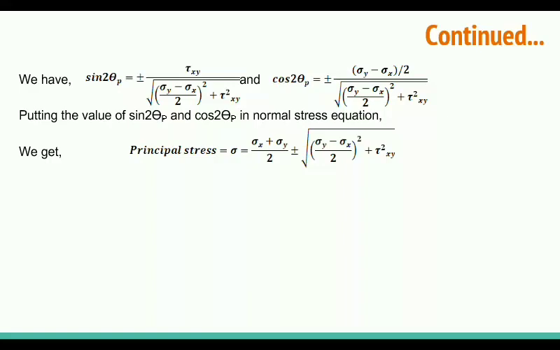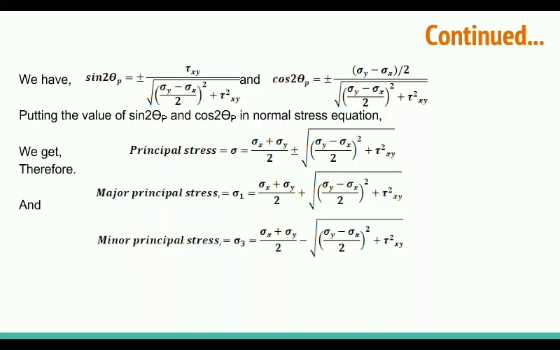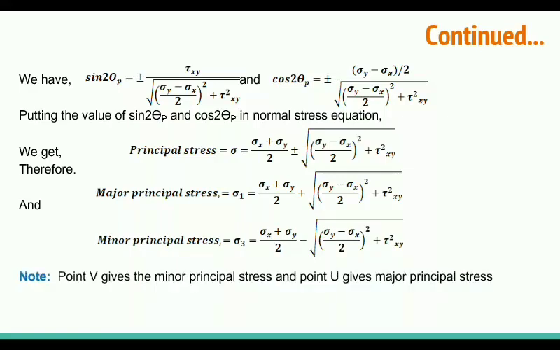In this equation there is a plus sign and a minus sign. When we add, it gives the major value, and when we deduct, it gives the lesser value. So we can write major or minor, meaning major principal stress and minor principal stress. For the major principal stress we have taken the plus sign, and for the minor principal stress we have taken the minus sign.